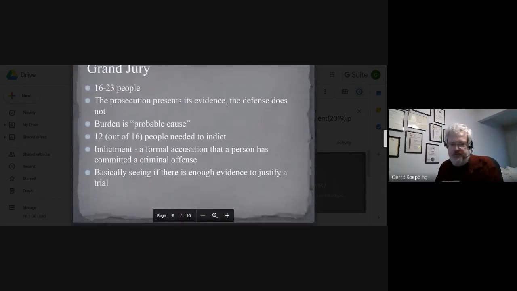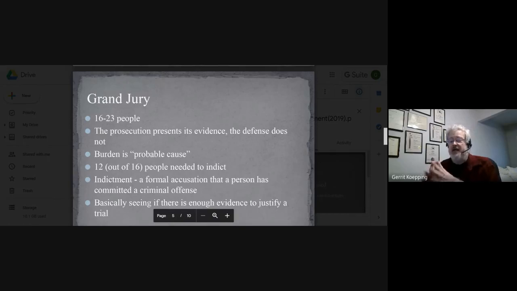So let's look at the first one, grand jury. Now, apparently in Clackamas County, the grand juries are actually smaller than this number. But again, a grand jury is a jury that only hears from the prosecution. Only the prosecution presents its case. The defense doesn't present its case, but the grand jury does get to ask questions of the prosecution.